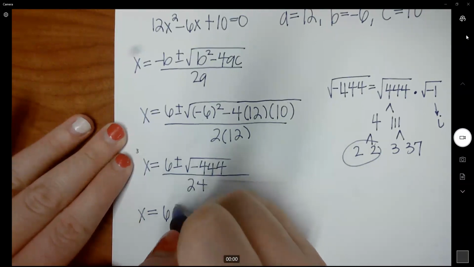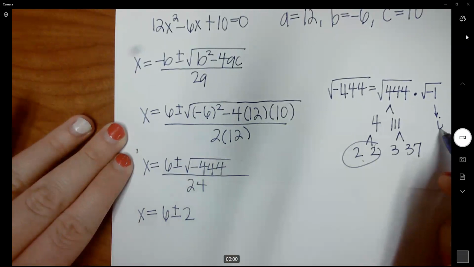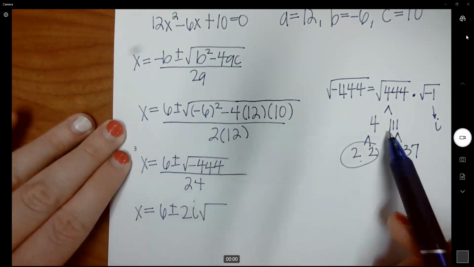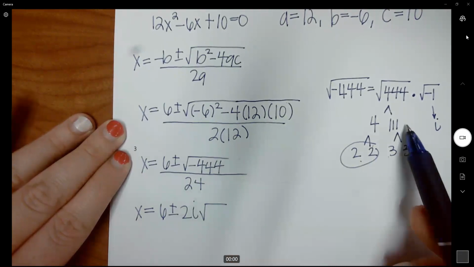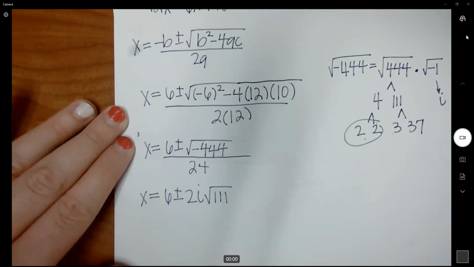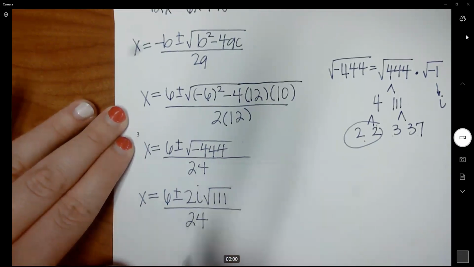So we get 6 plus or minus, the 2 comes out, the i comes out, and then square root of 111. We'll multiply 3 and 37 back since they don't have pairs. And then this is all over 24.